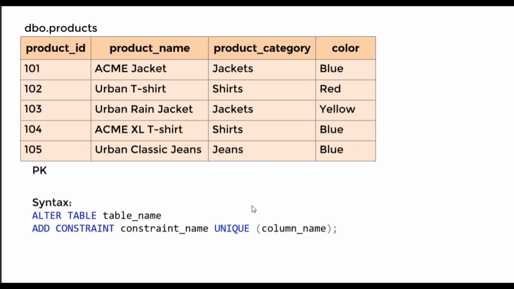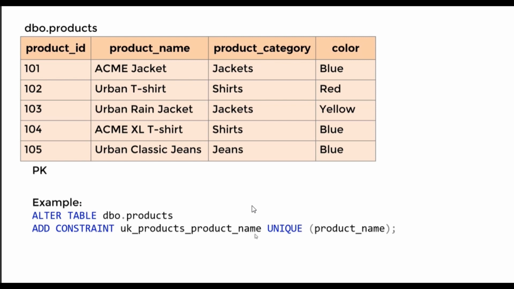To add a new constraint using an alter table statement: alter table, table name, add constraint, constraint name, unique key, column name. So: alter table products add constraint UK_products_product_name unique key on the product name column. That constraint name is UK products, and the type of constraint is unique key constraint. There should be a name we assign for every constraint we give, even for a primary key.